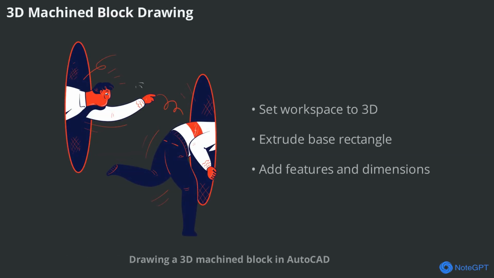Drawing a 3D machine block in AutoCAD involves setting the workspace to 3D modeling, drawing the base rectangle, extruding it, and adding features like steps, inclined surfaces, and cylindrical pockets. Use commands like extrude, wedge, subtract, and chamfer to shape the block. Apply dimensions and render the model for verification. This step-by-step approach ensures accurate reproduction of complex mechanical parts.